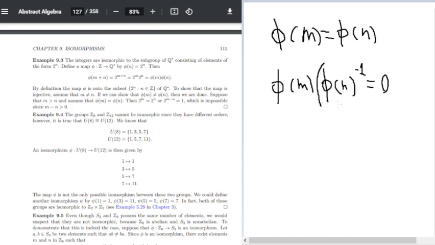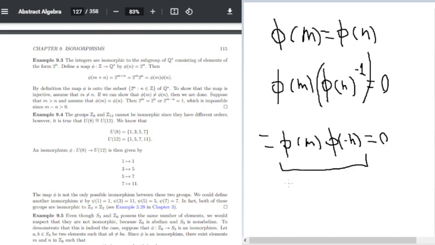However, because this is a homomorphism, this is actually equal to phi of m plus phi of negative n, which equals 0. And then because this respects the group operation, phi of m minus n is equal to 0. Now notice that since m is not equal to n, this means that m minus n is not equal to 0.